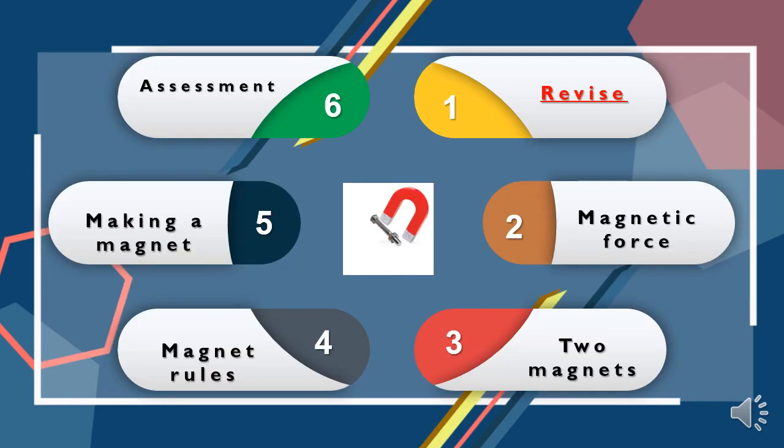This is the way we are going to cover our lesson. First, we will revise the most important points in the previous one. We will talk about magnetic force, two magnets, magnet rules, making a magnet, and the assessment at the end.